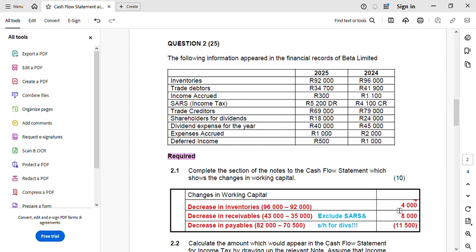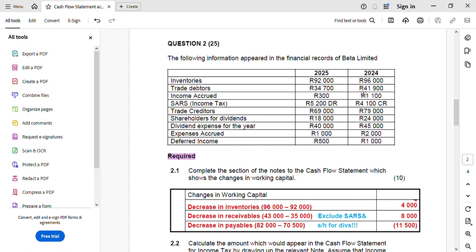When you move to your receivables and payables, this is very important. You must exclude SARS and shareholders for dividends, and if expenses accrued was interest, you would exclude that as well. In this case, they don't state that expense accrued is interest, so it could be for anything else. So going back to this, if we're looking at our receivables, the two figures that are relevant here are your debtors and your income accrued.